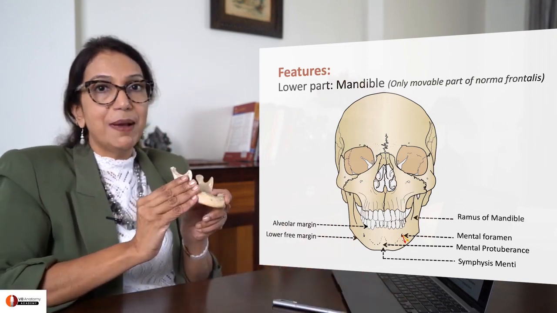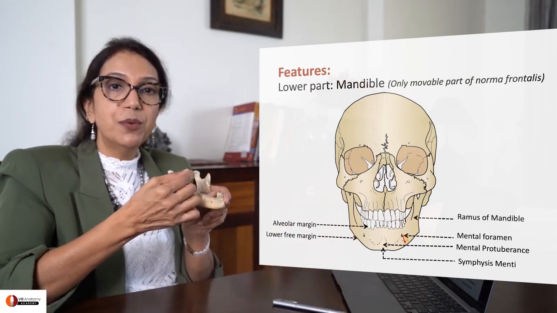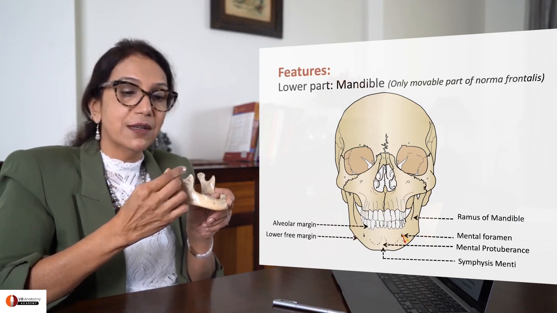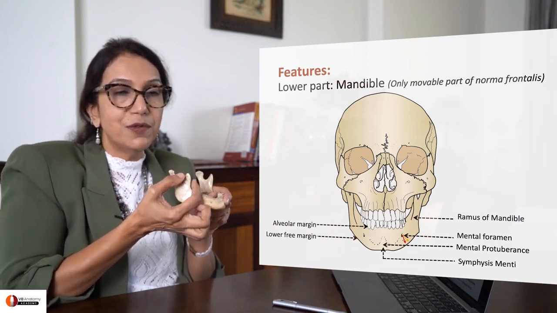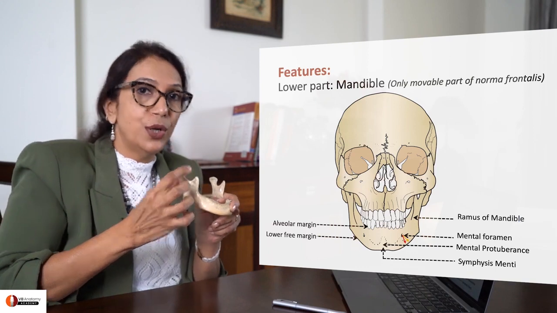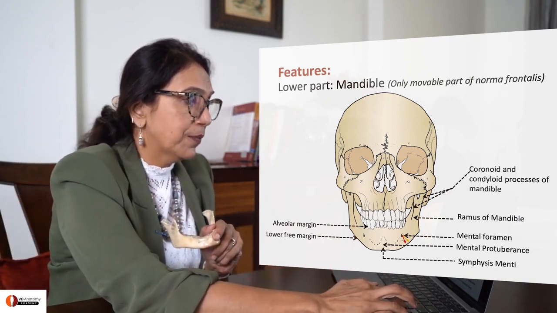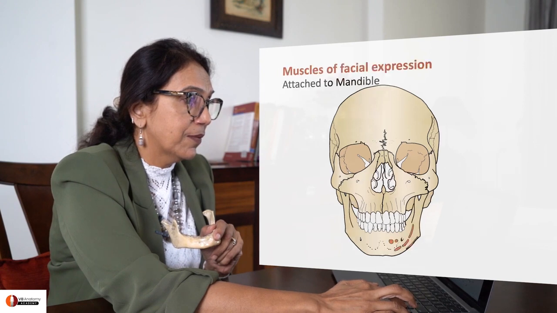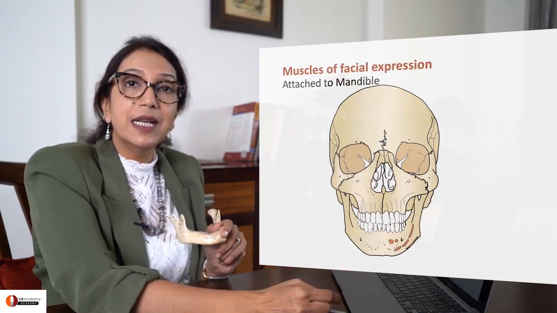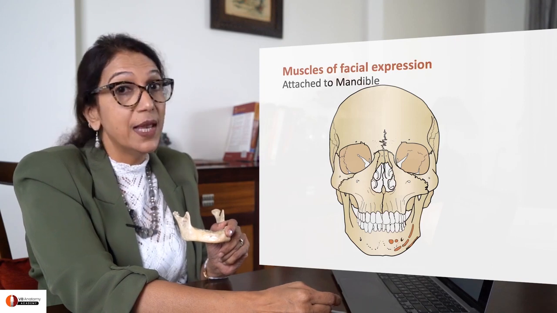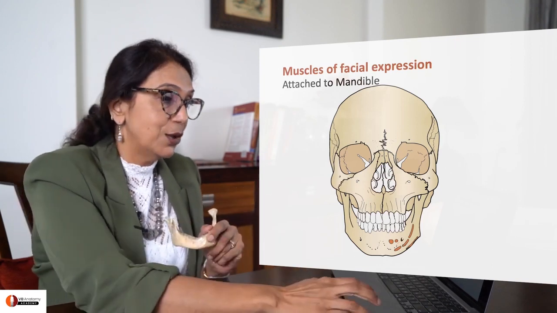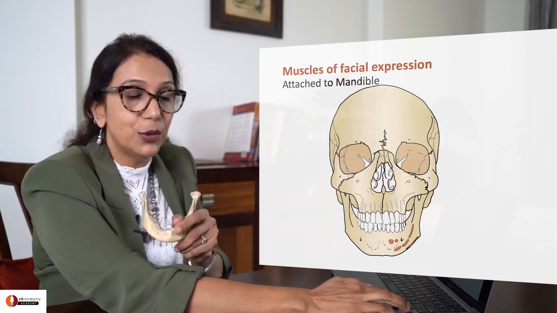This is the ramus of mandible, where you can see a coronoid process and a condyloid process here. It projects upwards in the form of a coronoid process and a condyloid process. A number of muscles are attached to the mandible as well. Very important muscles. Let's take a look. Let's learn it there, then we'll do it on the mandible.